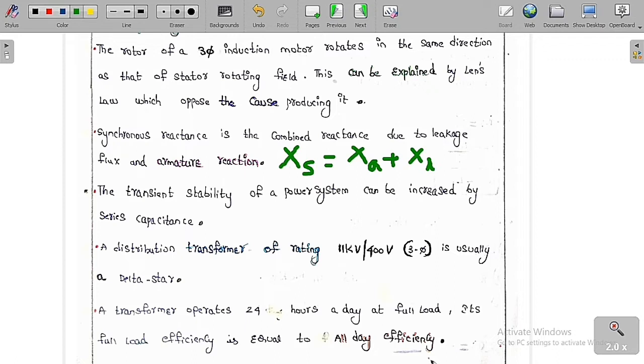But in this special case, where a transformer operates 24 hours a day at full load, its full load efficiency is equal to the all day efficiency. Only when the transformer is operating 24 hours a day at full load can we say the full load efficiency is equal to all day efficiency.